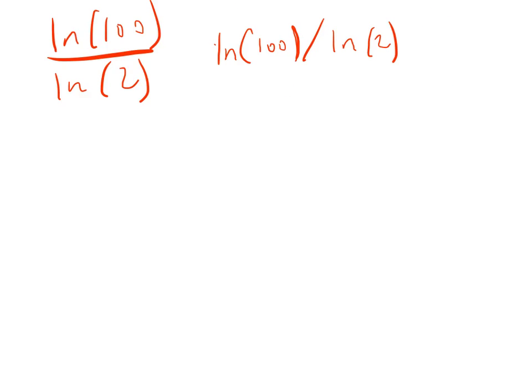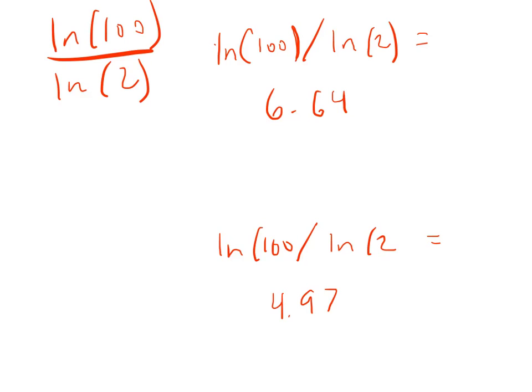Say you didn't close the parenthesis. This would look like the natural log of 100 divided by the natural log of 2, but you see how this is different because you're missing this parenthesis? Let's look at the two different results I get. If I do the natural log of 100 divided by the natural log of 2 with the closed parentheses, I get 6.64. When I do it without the parentheses, I get 4.97. So you see how this gives me two very different answers?